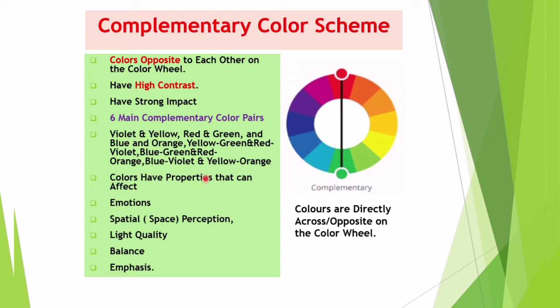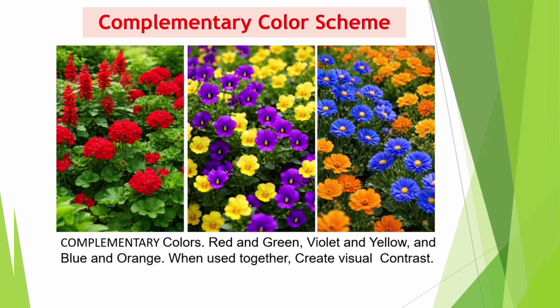Colors have properties that can affect your emotions and feelings. They can be spatial, creating a perception of space. They can affect light quality: some colors absorb light, some reflect light. And they create emphasis, that is, they draw attention, and they have a spatial weight. That is the complement, as we have mentioned here, including some of the combinations.